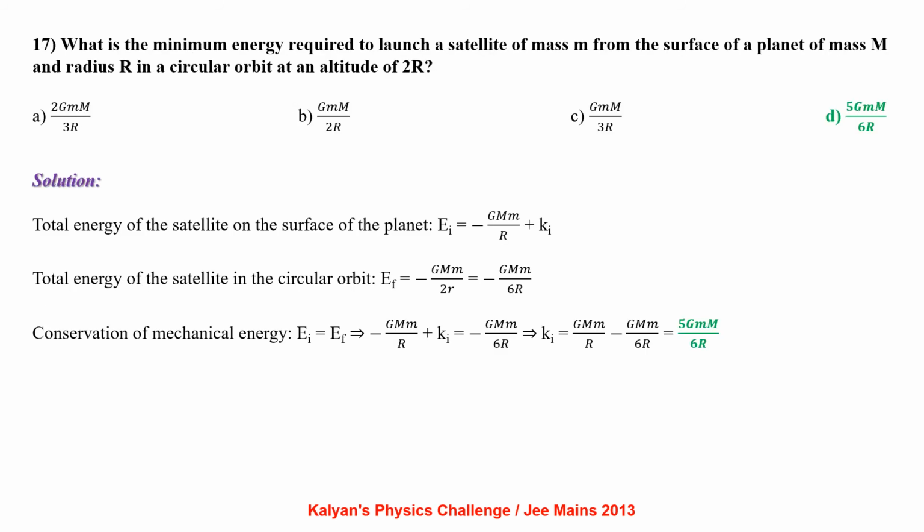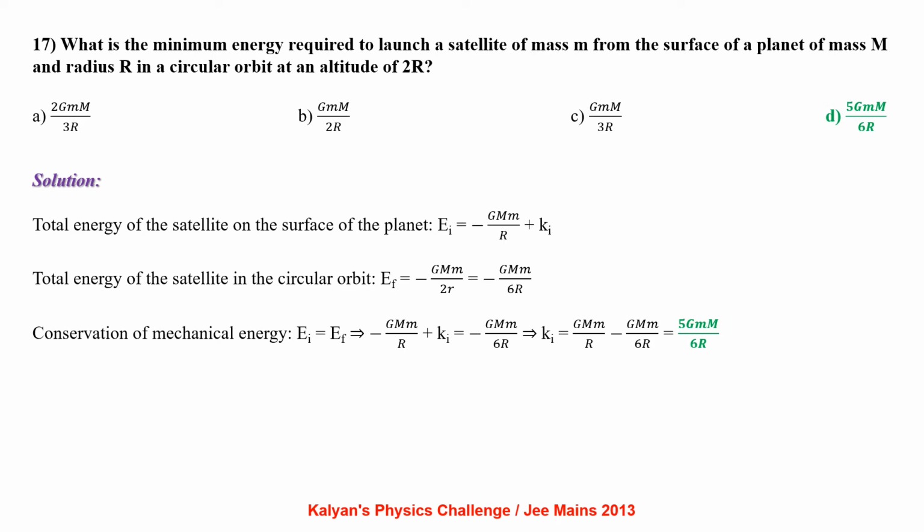What is the minimum energy required to launch a satellite of mass m from the surface of a planet of mass capital M and radius capital R into a circular orbit of altitude 2R? Total energy of the satellite on the surface of the planet, E initial equal to minus G capital M small m by R plus K initial.